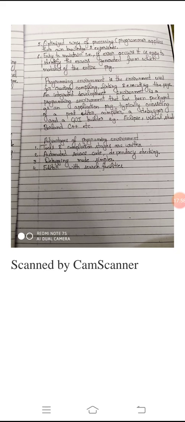Automated source code dependency checking. Whenever we have a proper programming environment in which we are working, then we have lots of advantages. We can do automated checks, we can remove errors simply, we have a better editor so that we can write in an easy way, and there are lots of other things we'll discuss when we come to the basics of C programming.